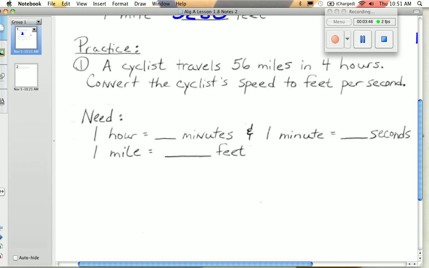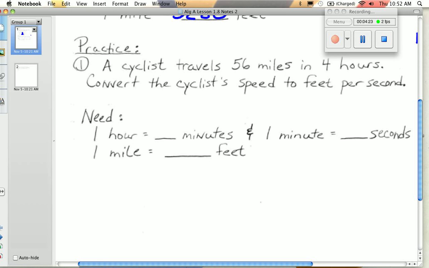Okay, so we have a cyclist who travels 56 miles in 4 hours. Convert the cyclist's speed to feet per second. Right now, do we know a unit rate for this cyclist? No, we don't have it as a unit rate, but it doesn't really have to be. What we do need to do is set it up as a rate. So would we put the miles upstairs and the hours downstairs, or vice versa? Would we say 56 miles per 4 hours, or 4 hours per 56 miles?